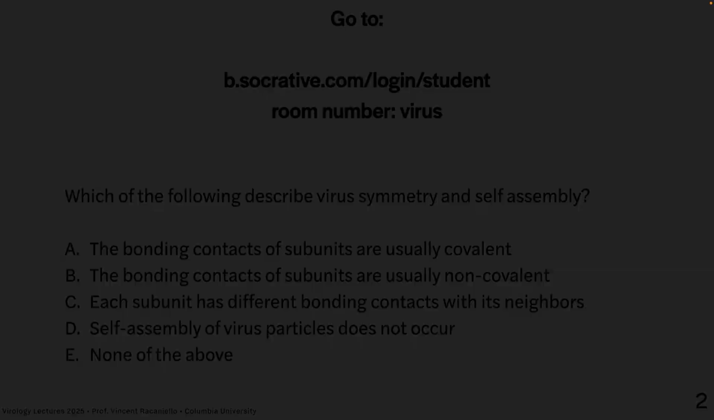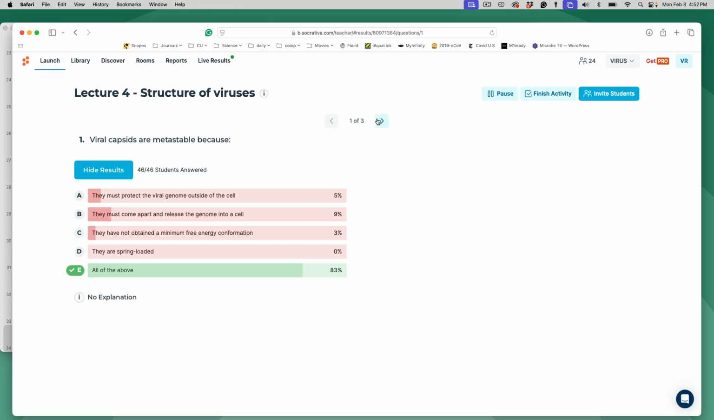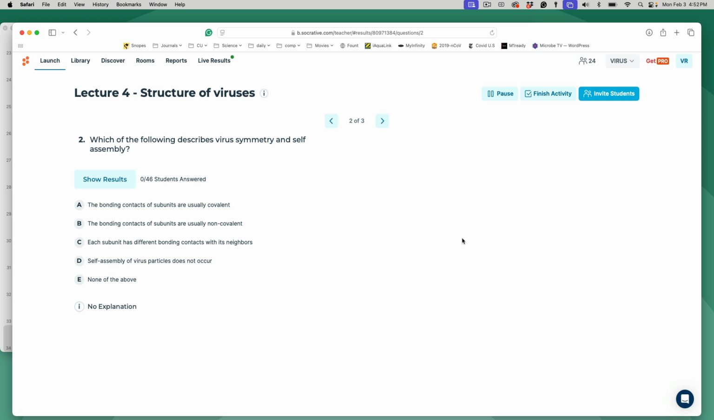All right, our next question. Which of the following describes virus symmetry and self-assembly? A, the bonding contacts of subunits are usually covalent. B, the bonding contacts of subunits are usually not covalent. C, each subunit has different bonding contacts with its neighbors. D, self-assembly of particles does not occur. E, none of the above. Which describes virus symmetry and self-assembly?